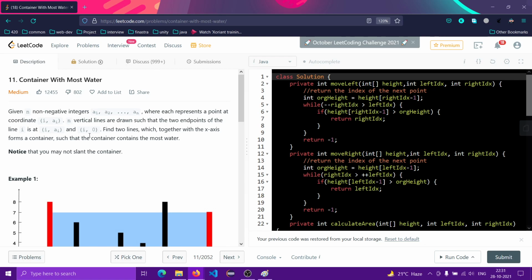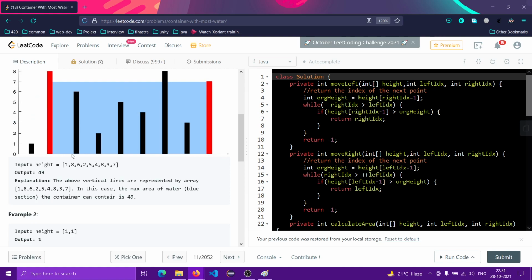And so, what is the problem here? The problem is very simple. You are given an array of integers where each value denotes the height, and the index, that is 0, 1, 2, 3, 4, of that value is, let's say, the position on the x-axis. Okay, so it is very simple. We are given this array over here: 1, 8, 6, 2, 5, 4, 8, 3, 7.